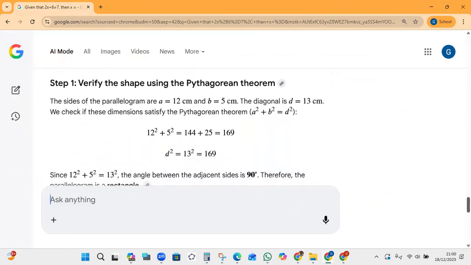It says step 1, you verify the shape using the Pythagorean theorem. Okay, so the sides of the parallelogram are 12 centimeters and 5 centimeters. The diagonal is 13 centimeters. We check if these dimensions satisfy the Pythagorean theorem, which says that a squared plus b squared is equal to d squared. So 12 squared plus 5 squared is equal to 144 plus 25 is equal to 169. And 13 squared is 169. So indeed, this is a right-angled shape.